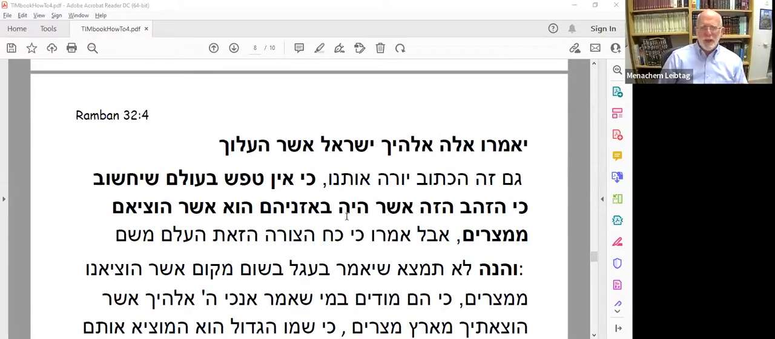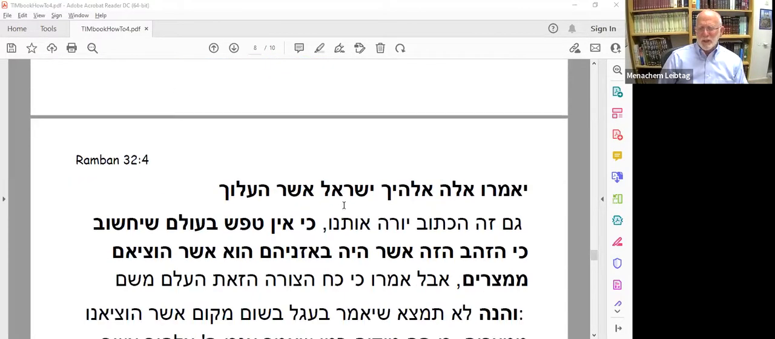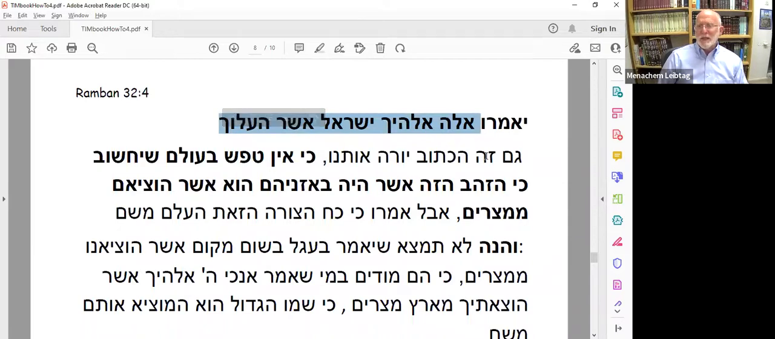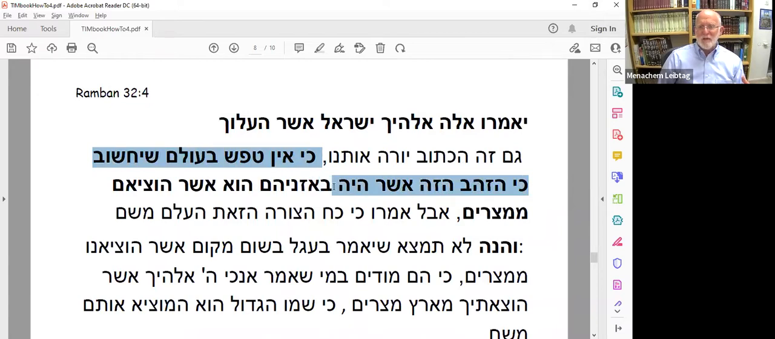And let's continue. Okay, I'll just read quickly the Ramban on Asher He'elucha. There's just one line of the Ramban. When the people say Elohecha Yisrael, he says, "Gam zeh katuv yireh otanu, ki ein tipesh ba'olam she'achshav ki hazahav hazeh asher haya ba'oznehem hu asher hotzi'echa miMitzrayim." He says, no one can be so foolish to think that this gold that was a day ago on the ears of their children is the God that took them out of Egypt. He says, it can't mean that.